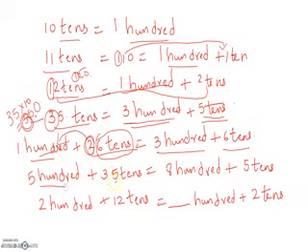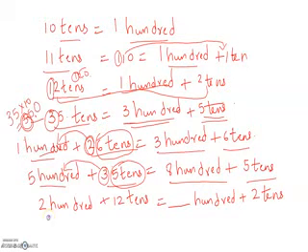Now 500 plus 35 tens is equal to, this 3 is in the hundreds place. So we have to take that to the hundreds group. That is 5 plus 3. That is 800 plus 5 tens.